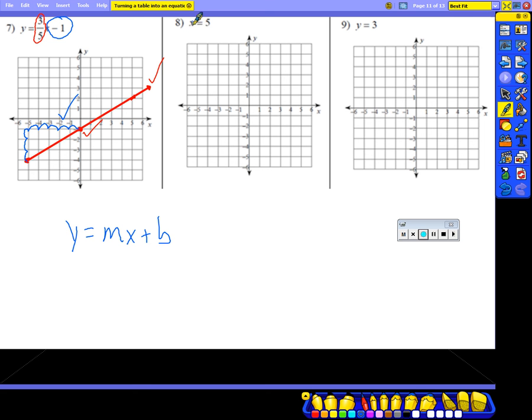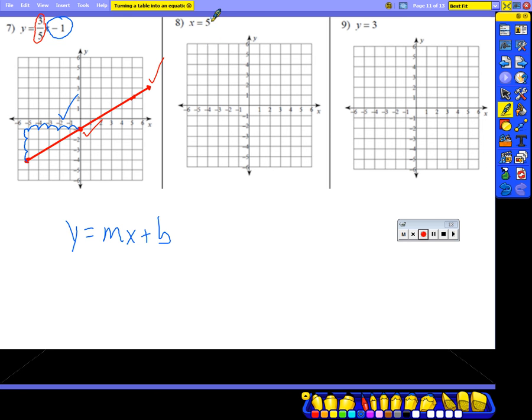Alright, so let's look at this next one. Number 8 is x equals 5. Now this isn't actually a function, and you'll see why whenever I graph it. But if you look at the last video for numbers 4, 5, and 6, I explain my reasoning in number 6, and so you'll want to watch that if you don't understand what I'm doing here.